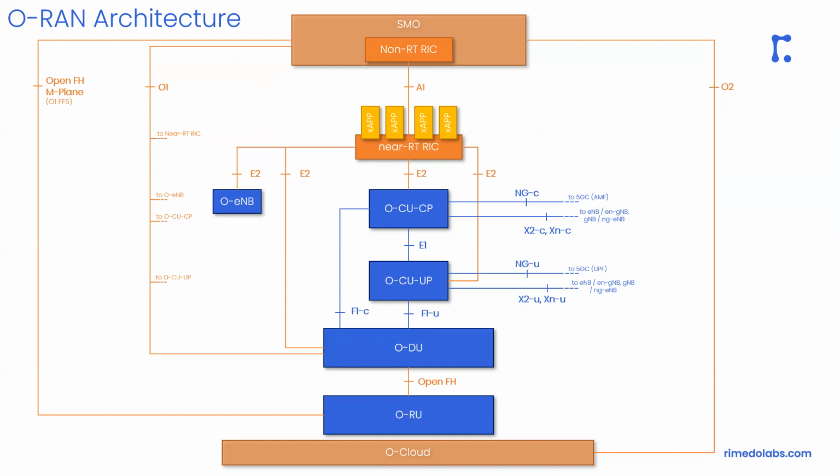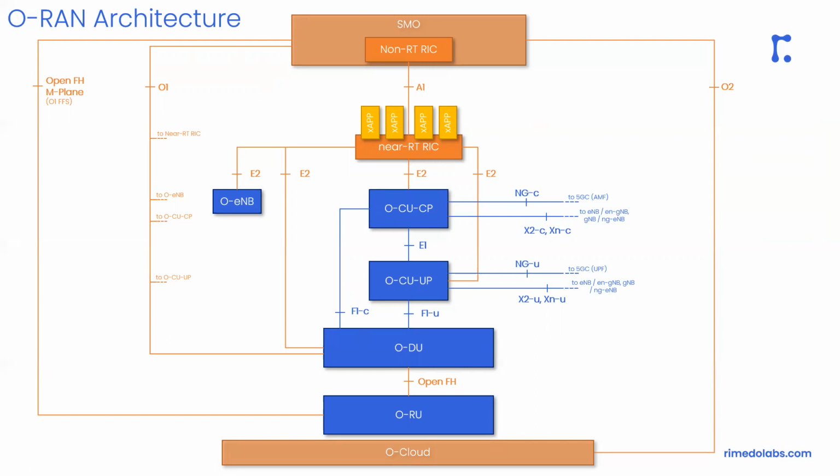And then we have the A1 interface between non-real-time RIC and near real-time RIC. So that's an important aspect. The A1 interface is between the RICs, but we also have the interfaces from the SMO itself to the individual nodes. We have the O1 interface to all of the entities except the O-RU. O-RU has its own interface called Open Fronthaul M-plane. And then we also have the O2 interface to the O-Cloud to manage this.